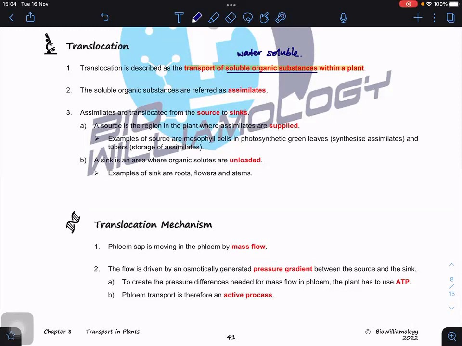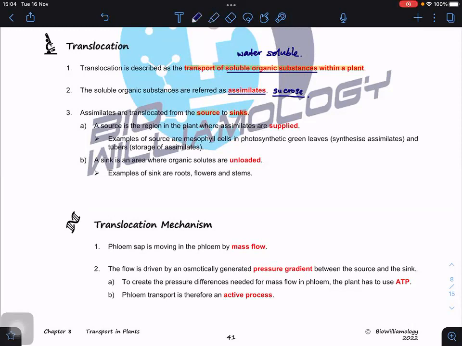Okay, and these soluble organic substances are referred to as assimilates. In our syllabus, we are going to use sucrose as our model, but don't forget other assimilates as well, for example amino acids. Those can be assimilates. The assimilates are translocated always from the source to the sink.